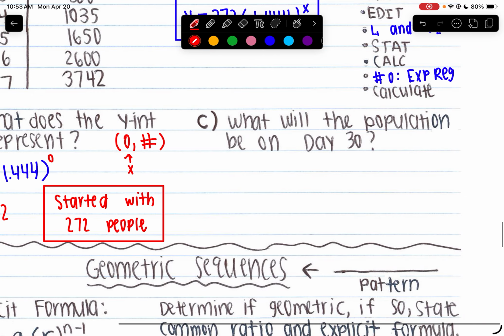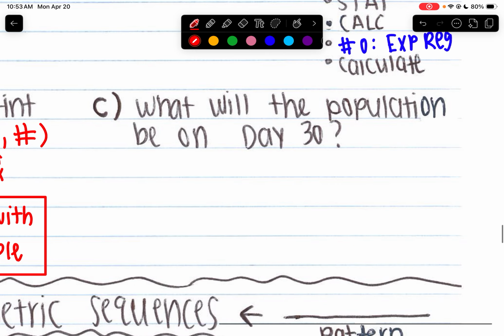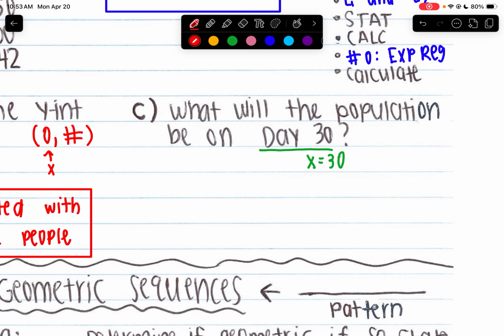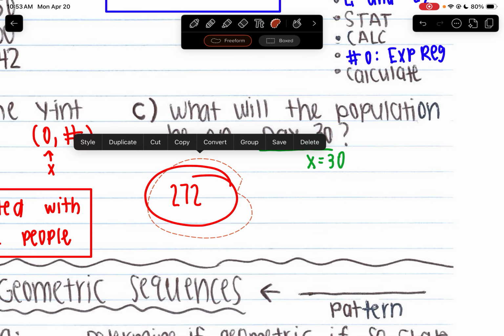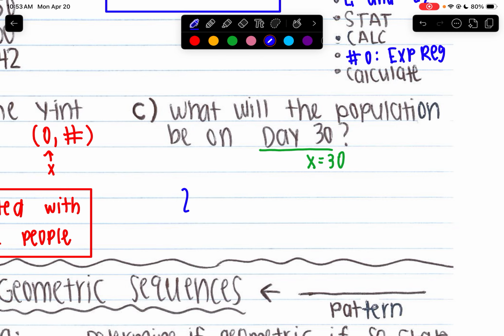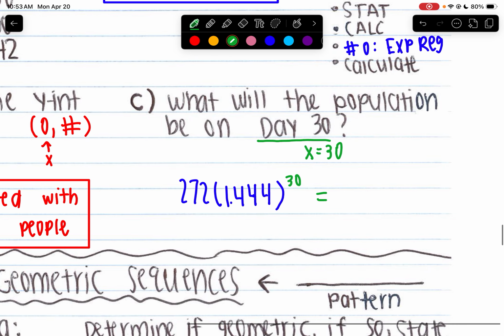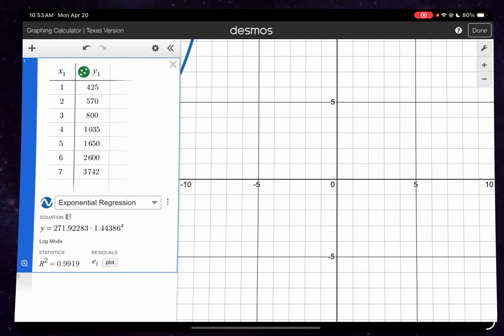All right, the next question here is, what will the population be on day 30? So we're going to use that equation above again, but here we're going to substitute in some information. We know that days on the table is time, which is also known as our x value. We want to plug in 30 for x. So using our equation above, 272 times 1.444 to the power of 30 for your x value because it's your time. We're going to calculate that. I don't know what that is, so I need to actually go calculate it.